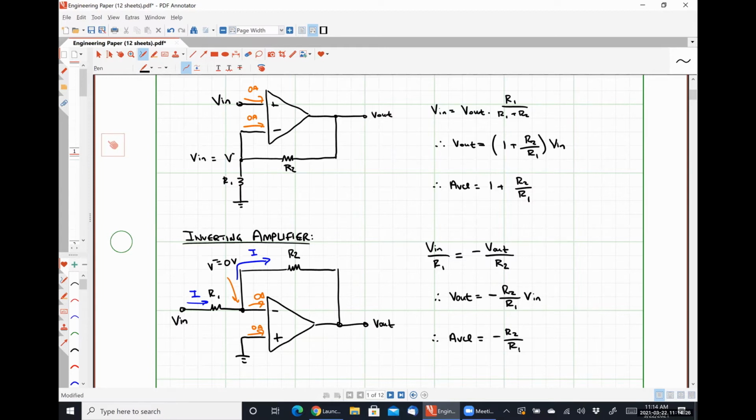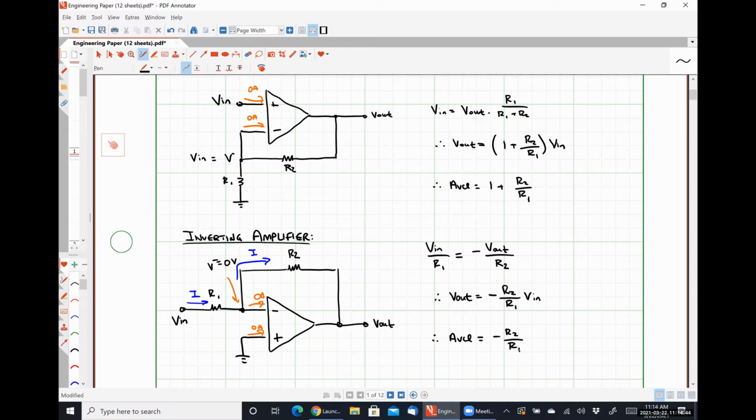So this guy can only be used to boost the level of a signal, right? So the output is always going to be larger than the input. Our inverting amplifier can both boost our signal strength and attenuate, or make smaller, our signal strength.